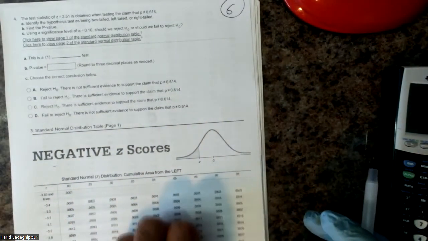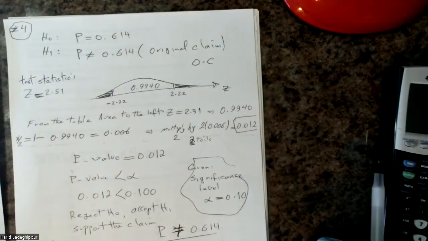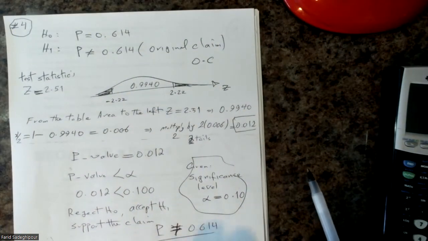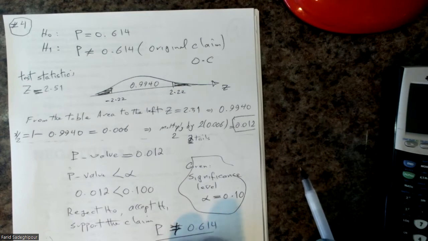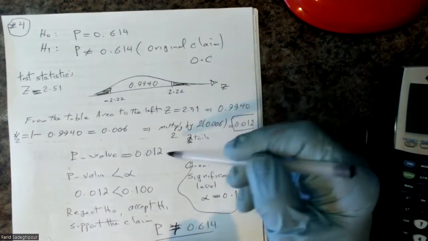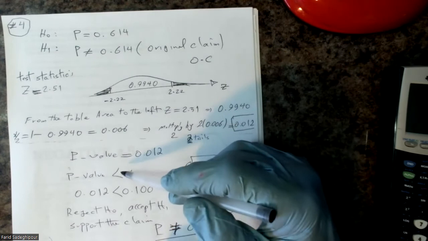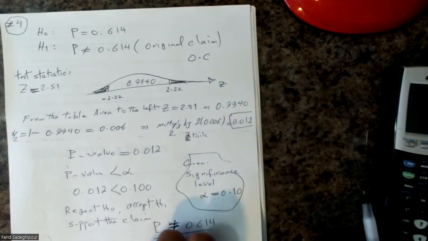Number 4, if you want to use the table, that's how to do it, to come up with 0.9940, and p-value is 0.12, and then you compare p-value with alpha. These problems are all very similar.